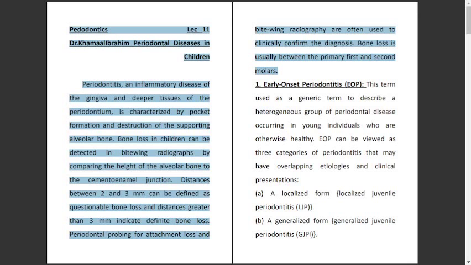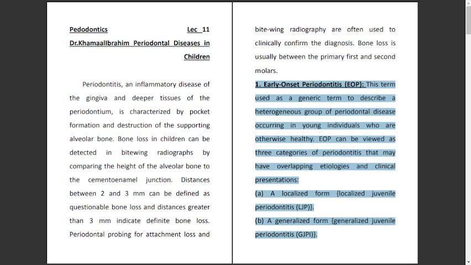Periodontal probing for attachment loss and bite wing radiography are often used to clinically confirm the diagnosis. Bone loss is usually between the primary first and second molars. 1. Early onset periodontitis, EOP. This term is used as a generic term to describe a heterogeneous group of periodontal diseases occurring in young individuals who are otherwise healthy. EOP can be viewed as three categories of periodontitis that may have overlapping etiologies and clinical presentations.